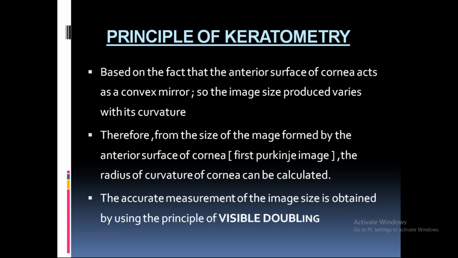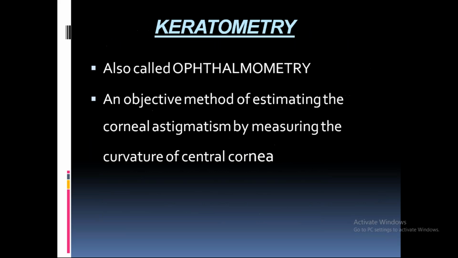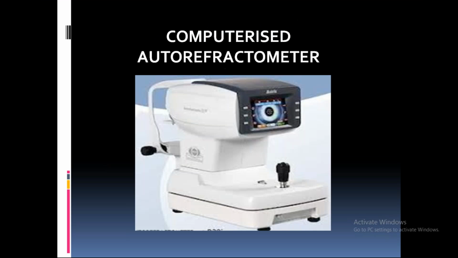You should remember the principle of keratometry, based on the fact that the anterior surface of the cornea acts as a convex mirror. That's the principle of keratometry. It is an objective method of estimating the corneal astigmatism by measuring the central curvature of the cornea.